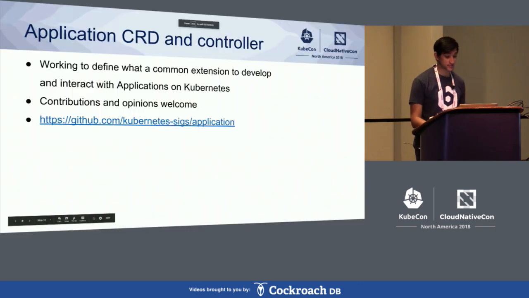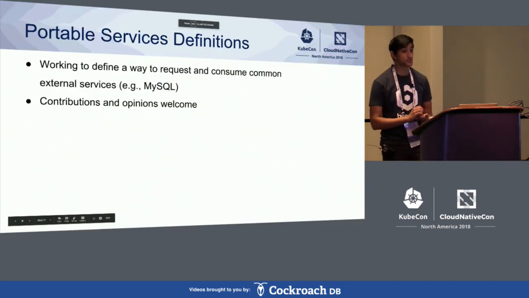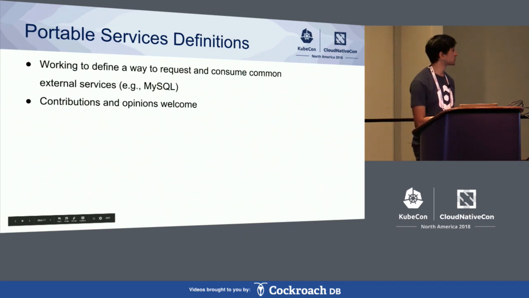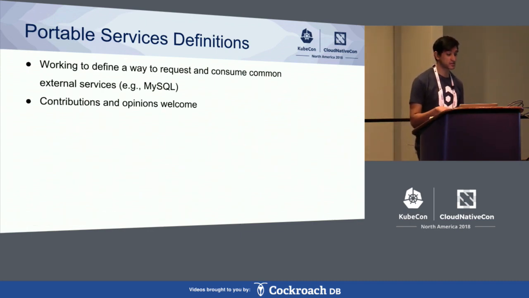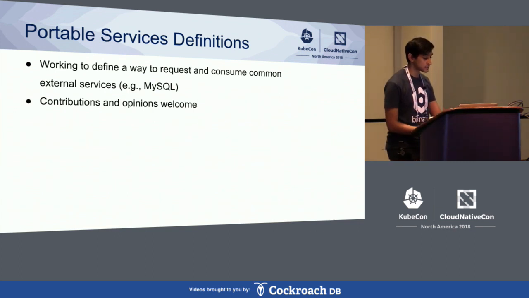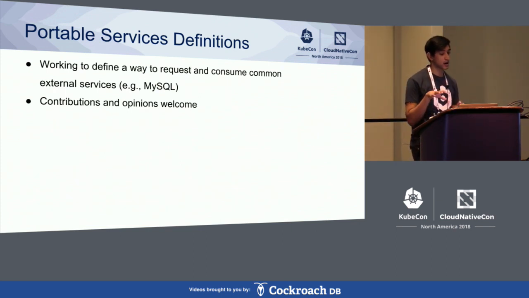And actually, speaking of the service catalog, that's a great segue to the portable service definitions, which is another proposal that's in progress. The idea of the portable service definitions is essentially to create a common API for requesting and consuming external services like MySQL. And the main way this differs from the service catalog is that this is more about making sure the way you request an external service and consume it in Kubernetes is portable.